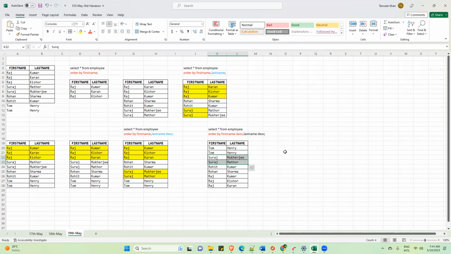In descending order, it was sorting MU. Because here we have mentioned that if the first name has the same value, the same record, then consider the last name column, but in which order? Descending order. So Mukherjee comes first, then Mathur. That's why Suraj Mukherjee has been placed before Suraj Mathur. Similarly, you can see Raj Kumar, Raj Kishore, and Raj Karan. Is this clear, guys?